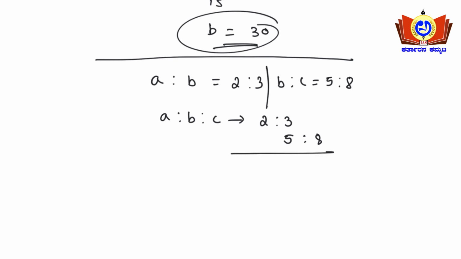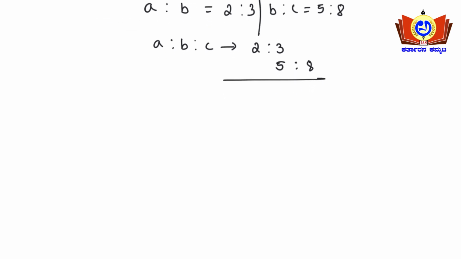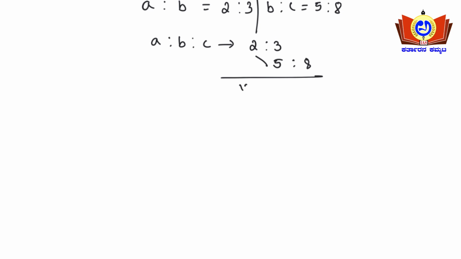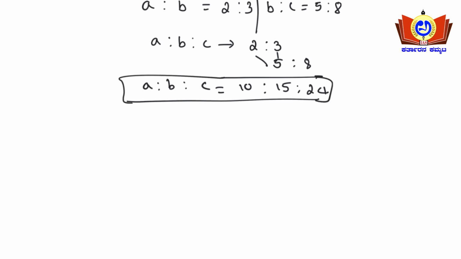So we multiply here. This will become 5 into 2, that will be 10. So 10 is to, 5 into 3 will be 15, and 8 3s are 24. So this is the ratio of a is to b is to c, 10 is to 15 is to 24.